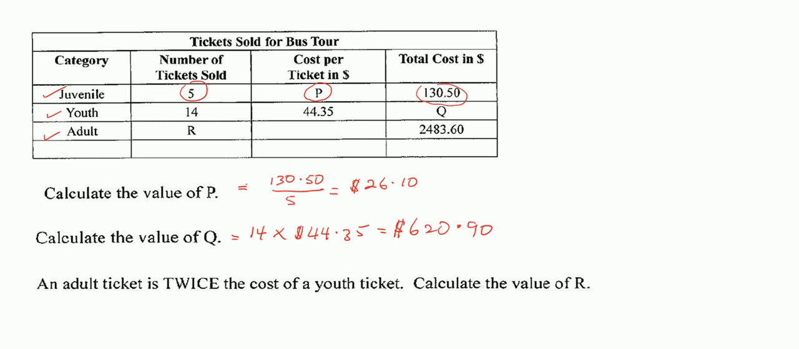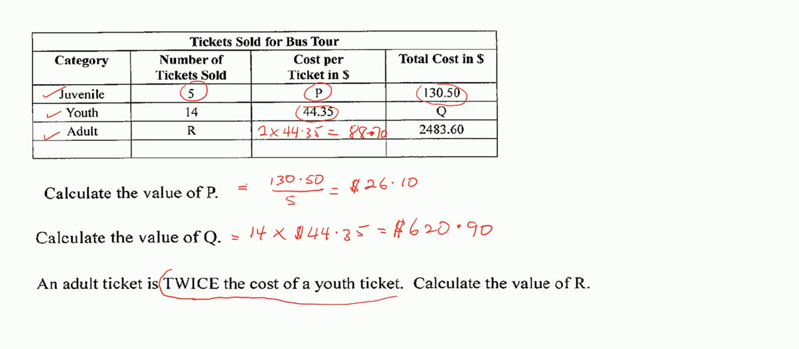So the price of a youth ticket is $44.35. Therefore the price of an adult ticket will be 2 multiplied by 44.35, which will give us 88.70. So this is $88.70.